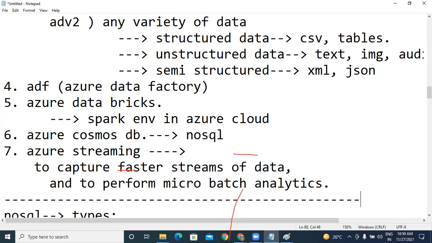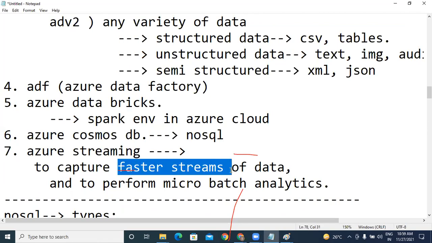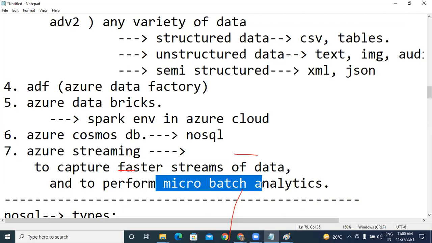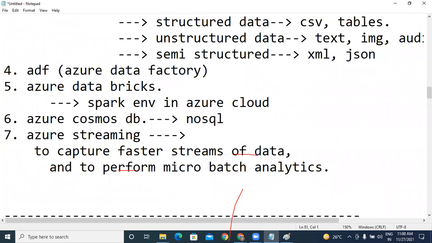Here there are two new words, especially for the new guys of data. One is faster streams. Second one is micro batch. Analytics you already have heard. What is the meaning of micro batch and what is the meaning of faster streams? First of all, you tell me what are the examples for streaming data.